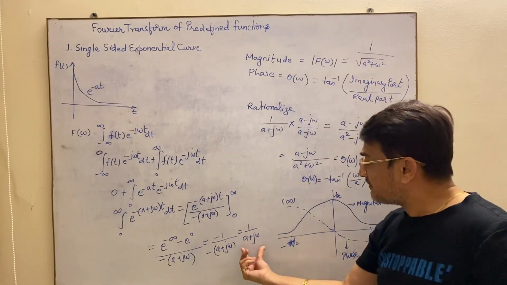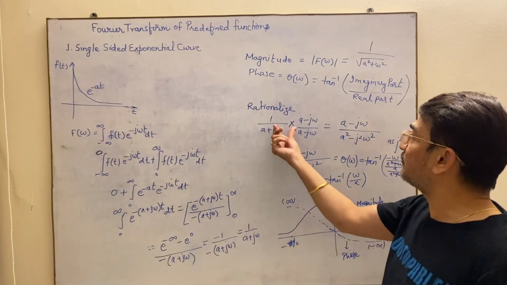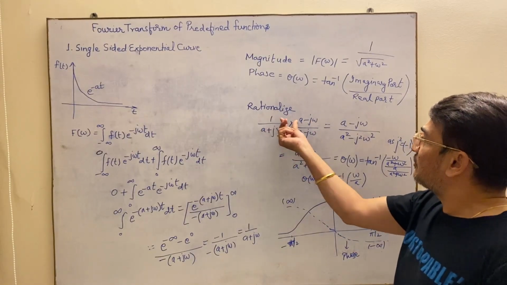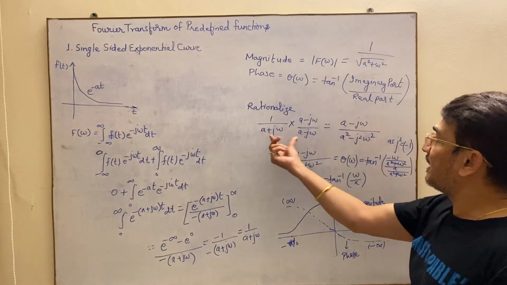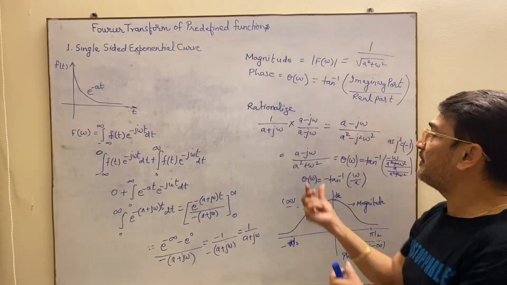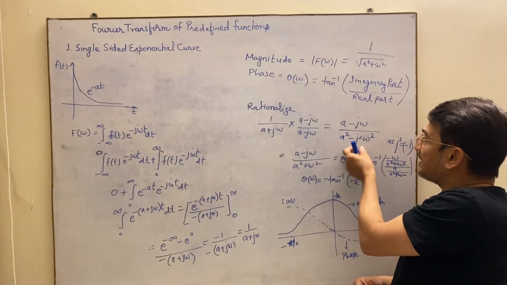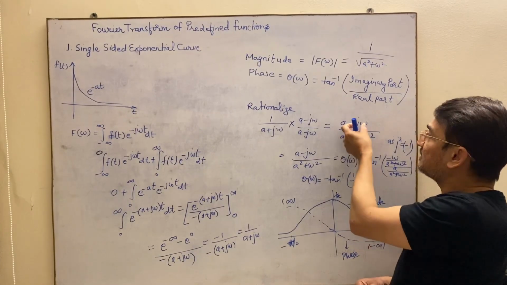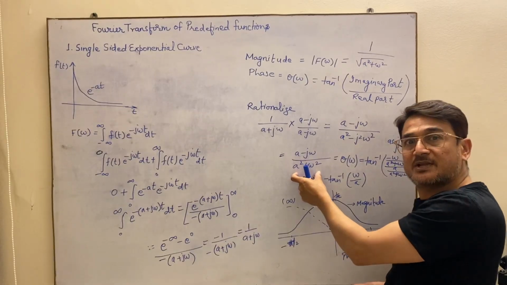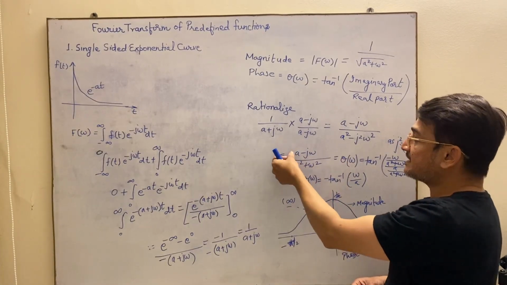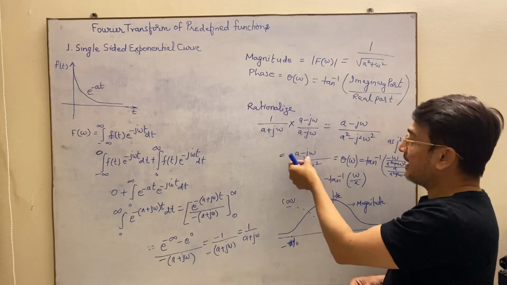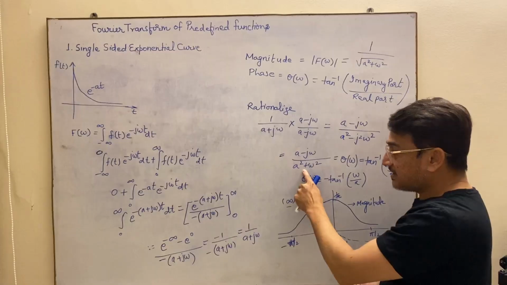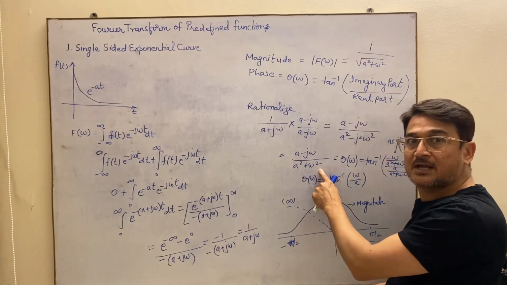To calculate the phase, we will rationalize 1 upon a plus j omega. For rationalization, we will multiply this term by a minus j omega. So this will become a minus j omega upon, a plus b into a minus b being a square minus b square, a square minus j square omega square, and j square is equal to minus 1. So minus and minus will become plus. So this will become a minus j omega upon a square plus omega square. So the real part of this is a upon a square plus omega square, and the imaginary part is minus omega upon a square plus omega square.